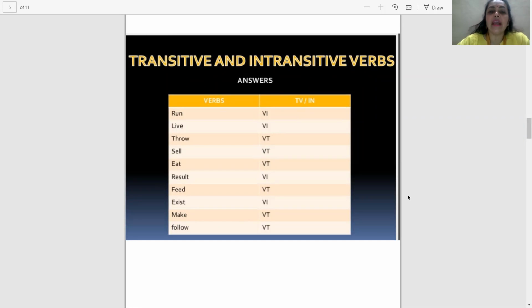And VI, verbs which are intransitive: run, live, result, exit. These all are intransitive, which will not have any object or something on the receiving end. Is that clear, children? I hope you have understood subject-verb agreement, transitive and intransitive verbs in depth, in detail, clearly.